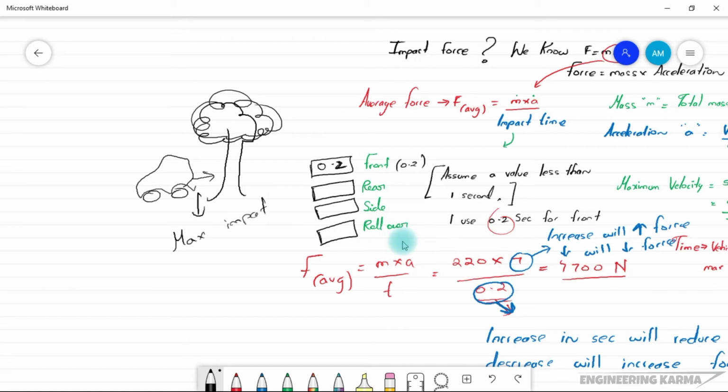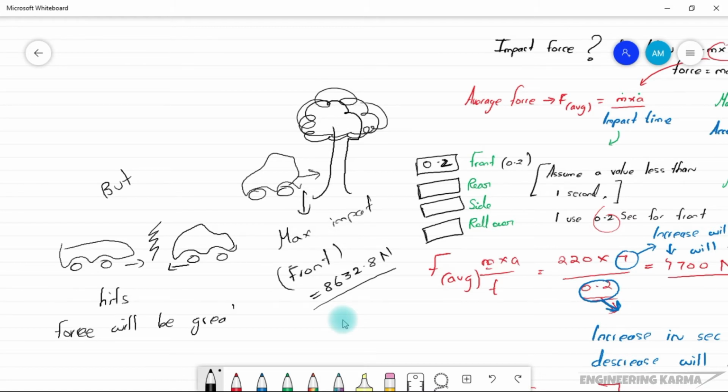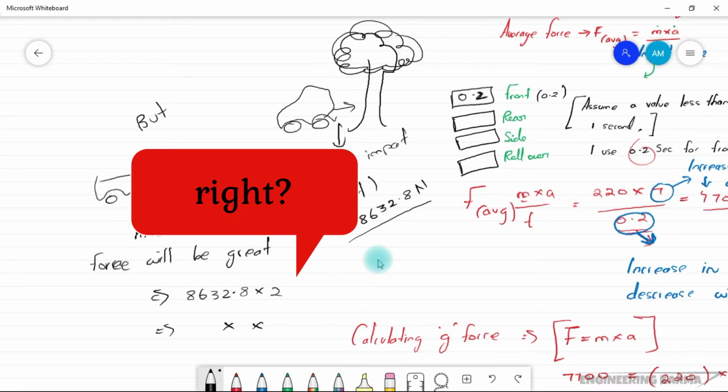I have a doubt. We just calculated the impact force when the vehicle hits a stationary object like a tree. But when two vehicles collide with each other, the force exerted will be very great, right? Well, the maximum force when colliding can be got by multiplying it by 2. Comment your answer below.